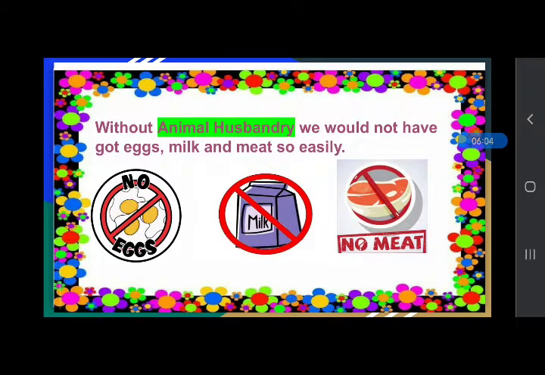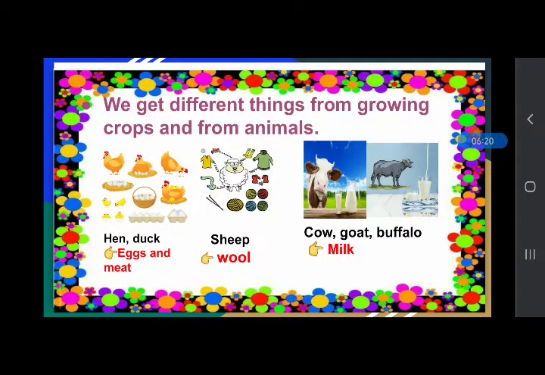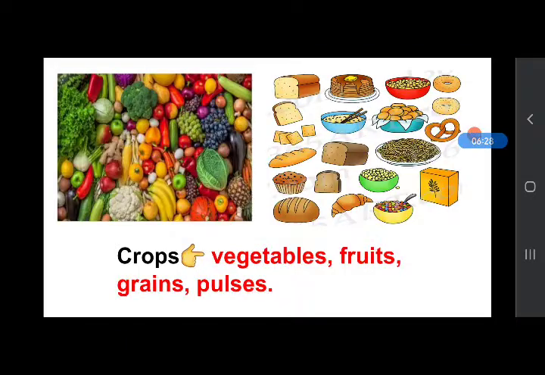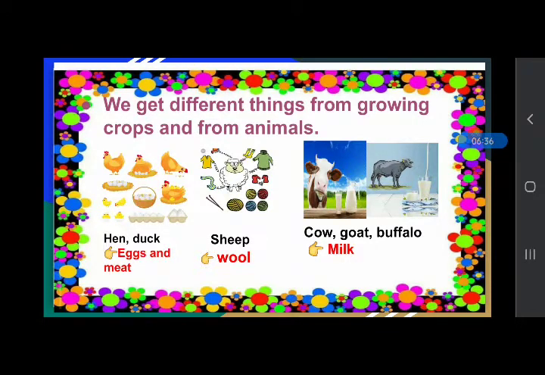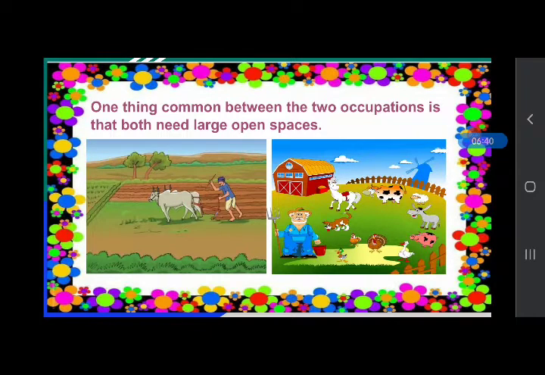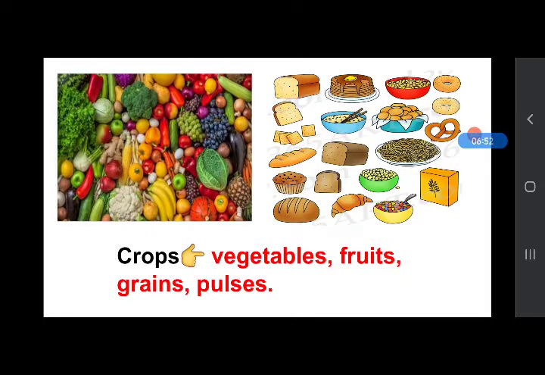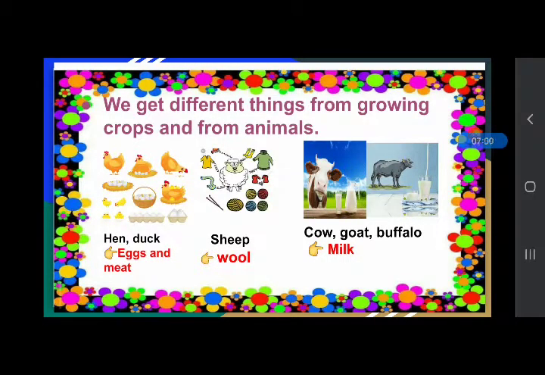And if someone did not keep these animals, we would not have got eggs, milk and meat so easily. We get to see how growing crops and animal husbandry are different and similar, because we get different things from growing crops and from animals. One gives us food from plants, crops, while the other gives us food from animals. And what is common between them? Common is both occupations need large open spaces. And the difference is we get vegetables, fruits, grains, pulses from growing crops, and we get wool, milk, eggs and meat from animal husbandry.